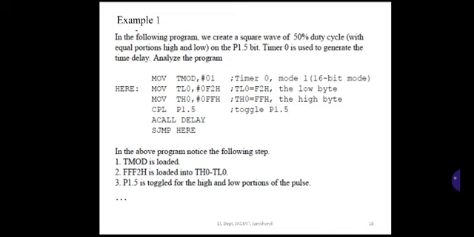So in the above program, observe the steps. TMOD is loaded first. Here the arbitrary value is loaded, FFF2. TMOD is loaded such that timer 0 is used and mode 1 programming is used. That's why 01 is loaded in the TMOD register. Then FFF2, the arbitrary value, is loaded into the TH0 and TL0 registers. Then P1.5 is toggled for the high and low portions of the pulse.